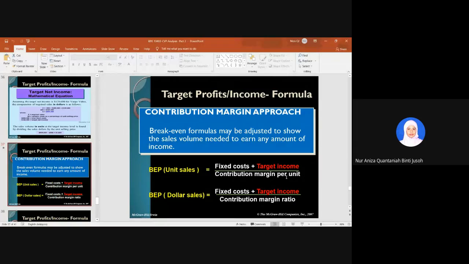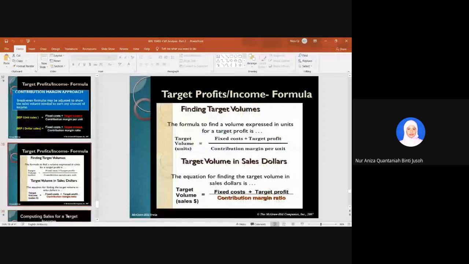If you want to find the unit sales, you will use margin per unit, so this is for quantity. If you want to find the dollar amount, you will use the CMR. Boleh dapat, so guna cara yang ni.